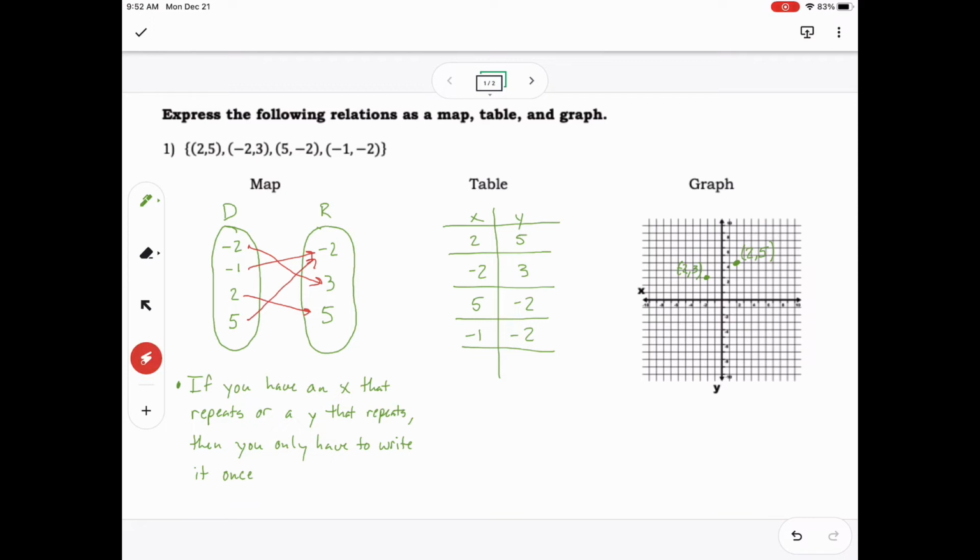For 5, -2, start at the origin and go 5 to the right because 5 is positive in our x, then down -2 because -2 is negative in our y. For -1, -2, start at the origin and go -1 to the left because -1 is negative in our x, then down -2 because -2 is negative in our y.